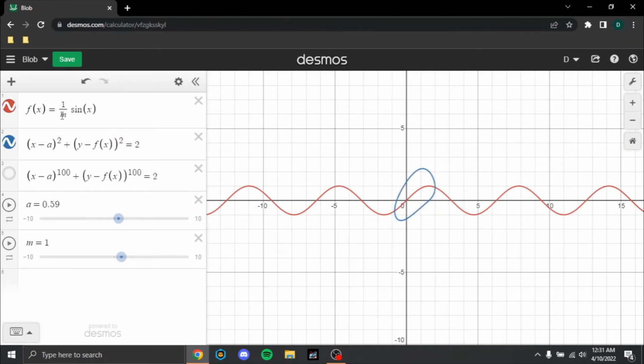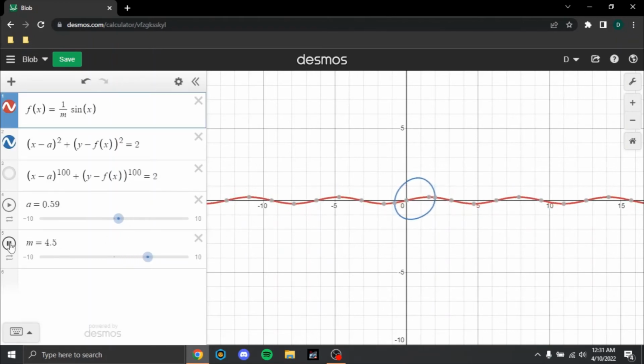So now let's adjust M. It's not going to do anything too crazy, but this is the thing that made me realize that this is just what a circle would look like. If M is really small or really big or really negative, if it's really big in magnitude, you're going to look more and more like a normal circle.